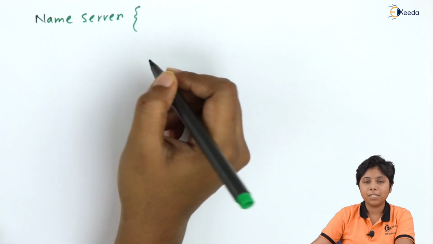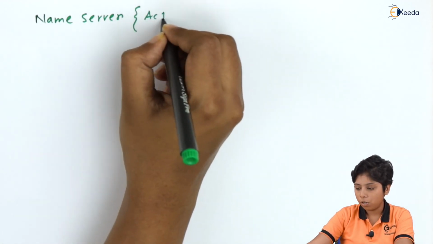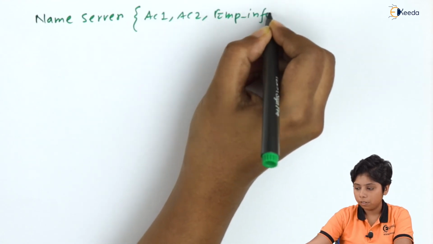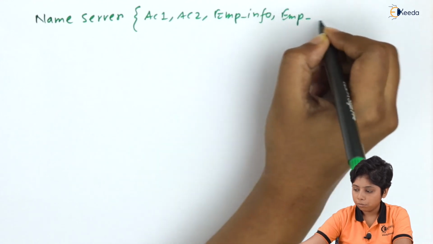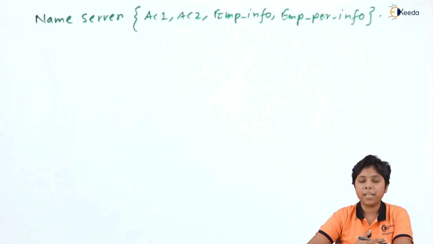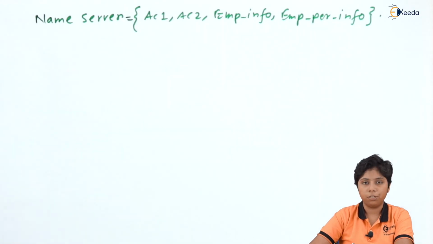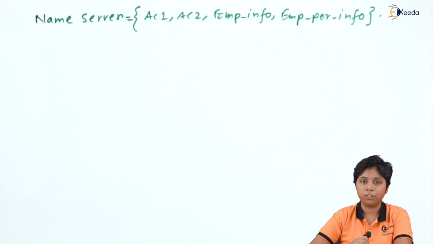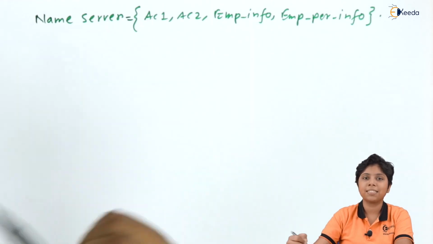say for account 1, account 2, employee info, employee personal info, and every time a new name is being attached, it is attached to this name server. And if a new name is found, then it is checked whether it already belongs to the name server or not. If it belongs, then we cannot use that name for that particular copy of the data. Now what is the use of this name server? It keeps track of all the names, and from this name server we can access the fragments or the replication copies.